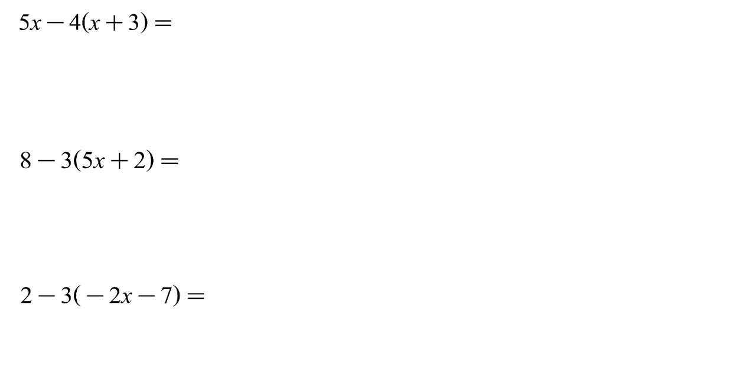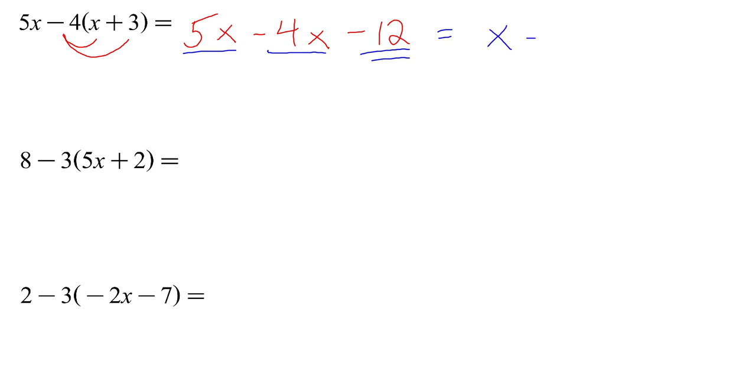So we'll just do a couple more of these, and then we will be done with our work with distributing. So we'll start with 5x. The minus 4 times the x is going to be minus 4x. And the minus 4 times the 3 is going to be minus 12. I'm going to stick with the underlining of the like terms. 5x and minus 4x are like terms. Minus 12 is its own thing. Since 5x minus 4x is just 1x, we'll just write an x and minus 12.